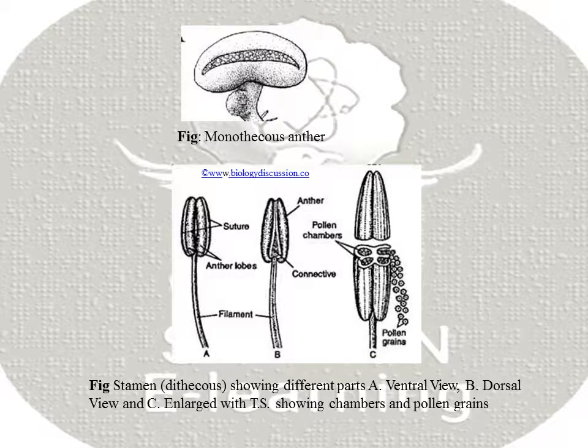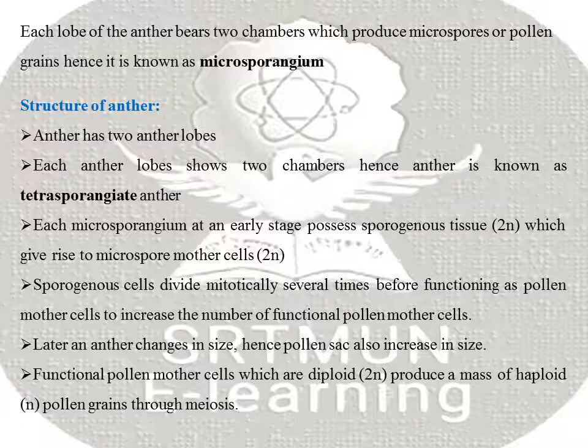Each lobe of the anther bears two chambers which produce microspores or pollen grains. Hence, it is known as microsporangium. Next point, structure of anther. Anther has two anther lobes. Each anther lobe shows two chambers. Hence, anther is known as tetrasporangiate anther.